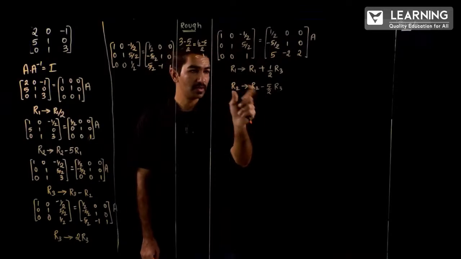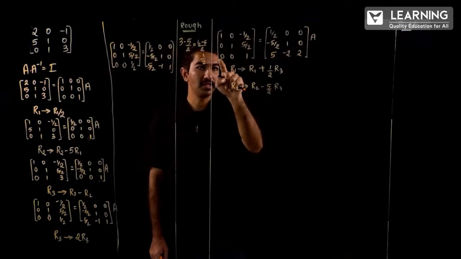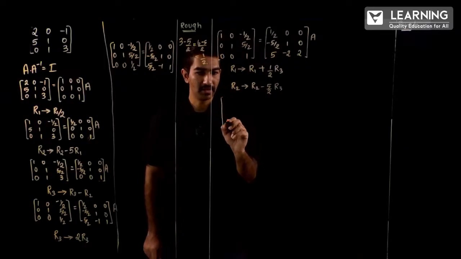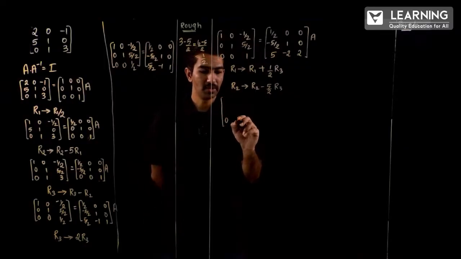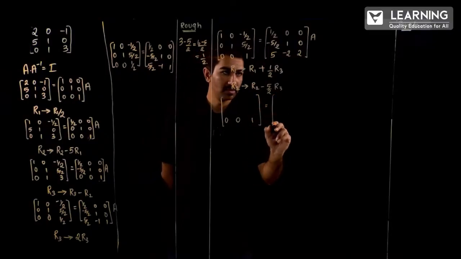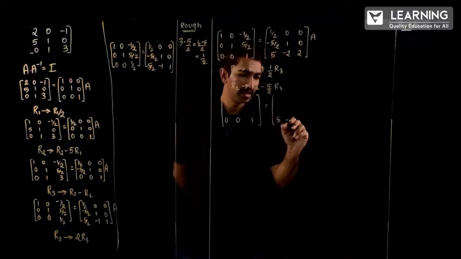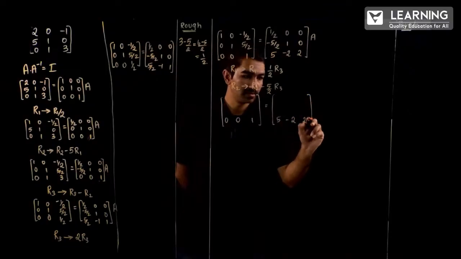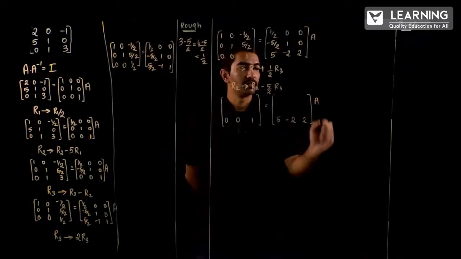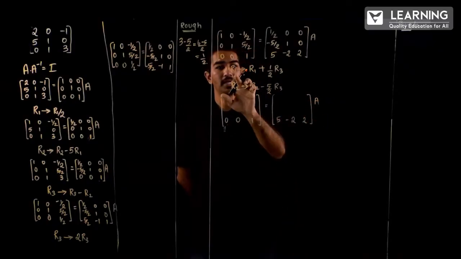So now which is untouched, students? R1, R2. R3 has no change, there will be no change in R3. So finish writing R3 first. That will become 0, 0, 1, which is equal to 5, minus 2 and 2 into A. Okay, now we'll use R1.